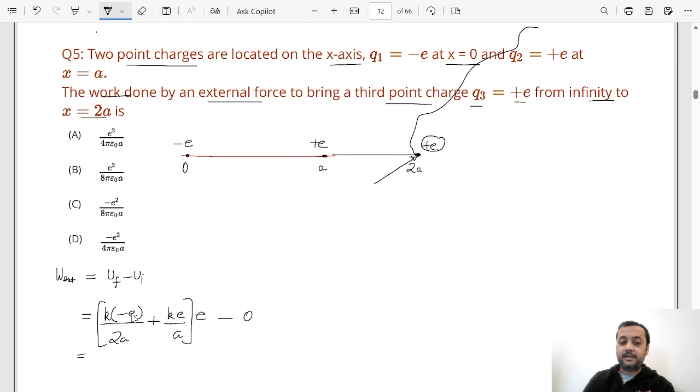So you can see ke by a minus ke by 2a, so this will become ke by 2a into e, so k e square upon 2a. Now k you can write as 1 upon 4 pi epsilon naught, so this will become 8 pi epsilon naught a. So e square upon 8 pi epsilon naught a will be the correct answer.